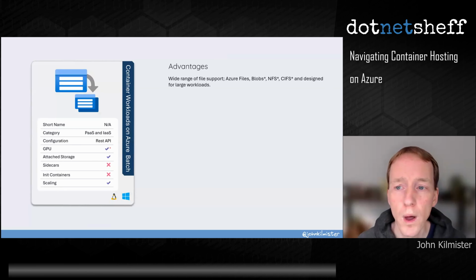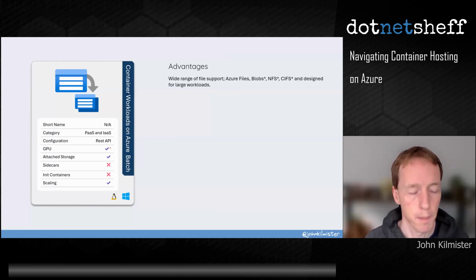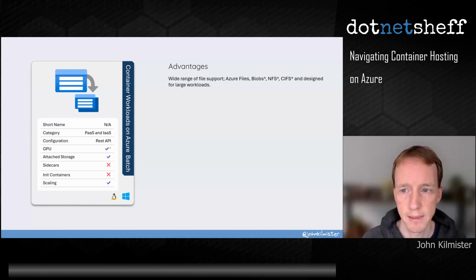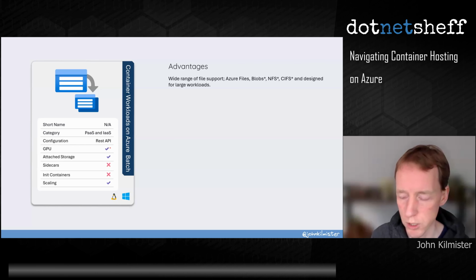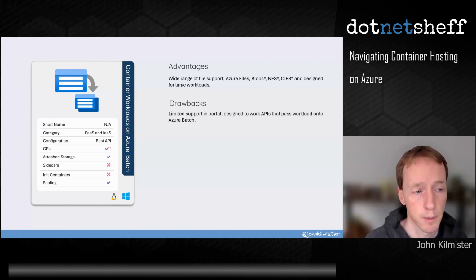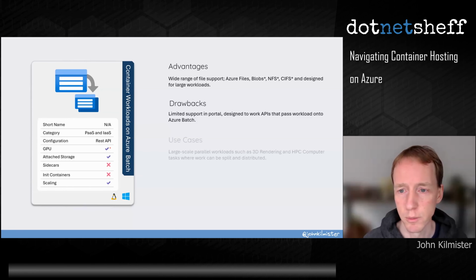They do have a wide range of file support, and I imagine that's because they were doing things like MapReduce and render tasks, which are quite file heavy. So we can work with Azure Files, Azure Blobs, NFS, and CIFS, and many others. Some of them are only available on Linux. However, Windows still has support for Azure Files and a few other options. I'd say the drawback is it's really designed to work with APIs and applications that can split workloads up. So there is limited support inside the portal, and it is ultimately backed by virtual machines.